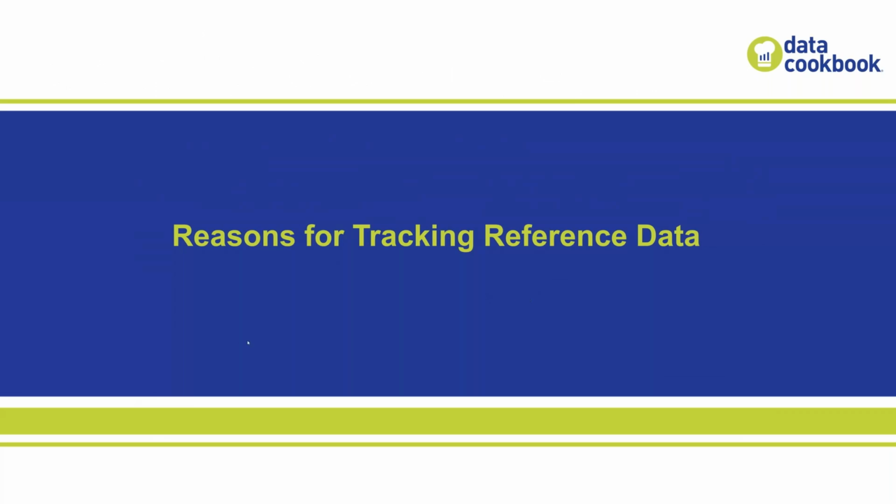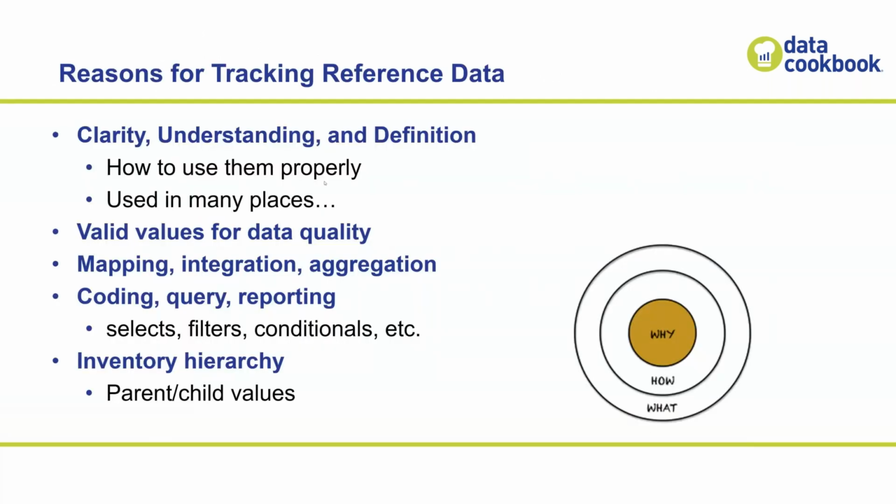Right, so what are some of the reasons that you might be tracking reference data? Clarity and understanding the definition. You want to better understand the terminology, and to do that, you need to track that to understand what the code values are, either at a logical or contextual fashion or at a specific data system. You might be tracking these for valid values.